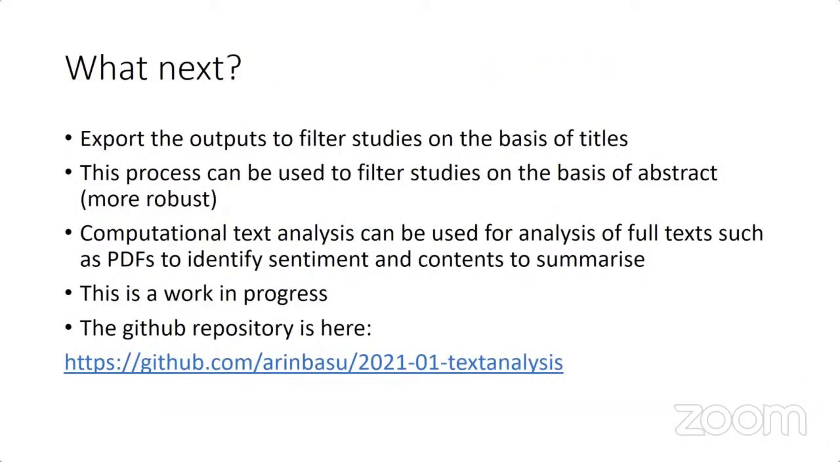So then you can export the outputs to filter studies on the basis of titles. You can see how they can be rapidly narrowed down. You can use that on the abstracts, not just on titles. And computational text analysis can be used for even full text articles, such as PDFs.